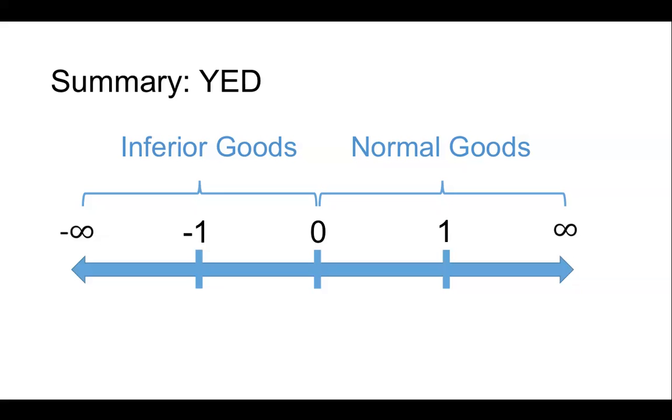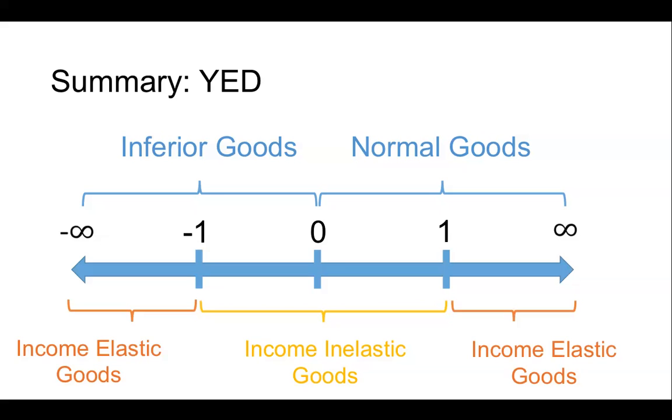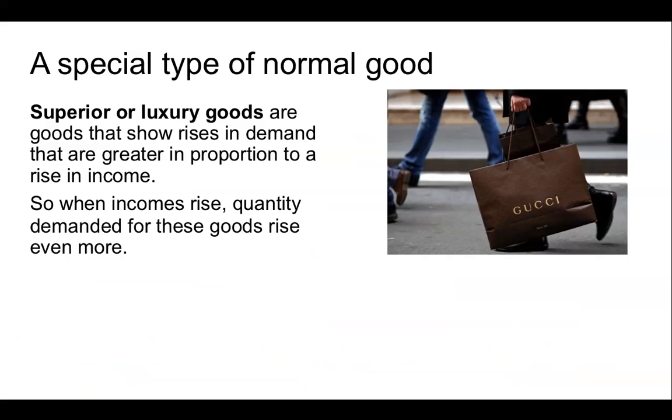So to put this onto the number line, we would say that income inelastic goods are somewhere between -1 and 1, those bottom-heavy fractions, whereas income elastic goods are going to be either between negative infinity and -1 if they're inferior goods, or between 1 and infinity if they're normal goods, and both of those are income elastic goods, those top-heavy fractions.